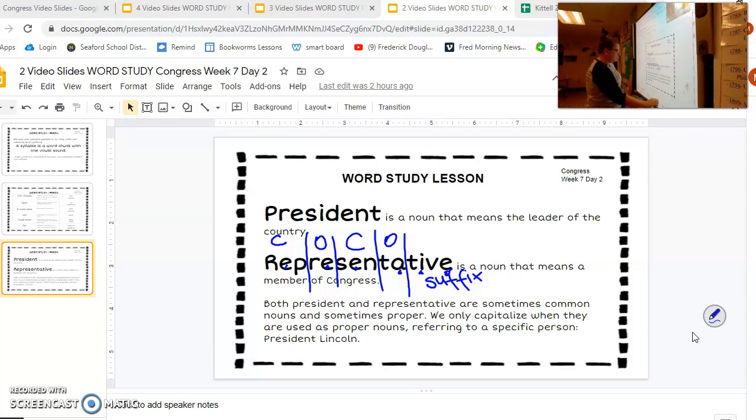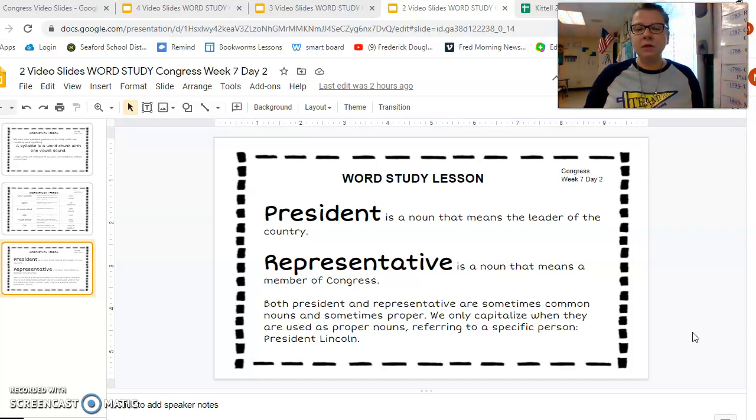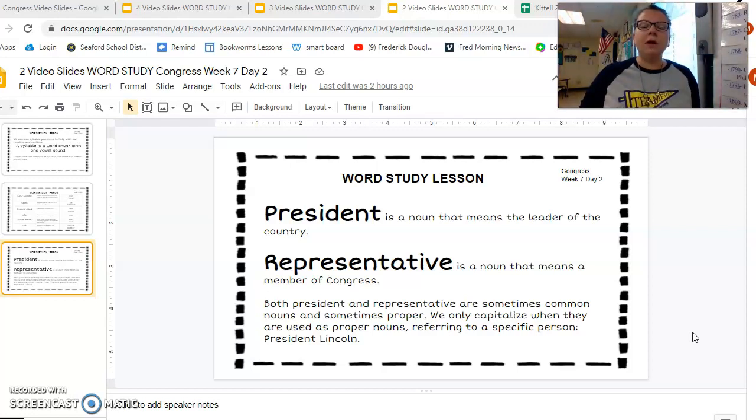Okay? Oh, so we have 2 words, president and representative. And what I want you to know is that both president and representative are sometimes common nouns, and sometimes they're proper nouns. We will only capitalize them, put the uppercase letter at the beginning, when we are using a proper noun. So if we are saying President Trump, we are going to use the uppercase letter. But if you're going to say, I would like to be a president, the word president is going to be spelled with a lowercase letter.